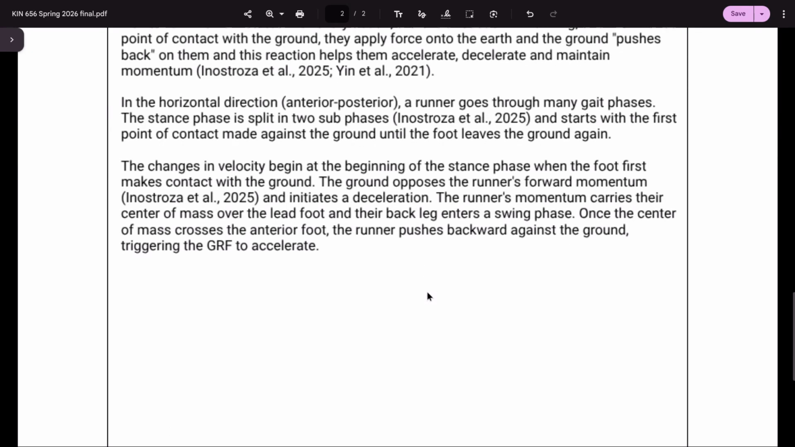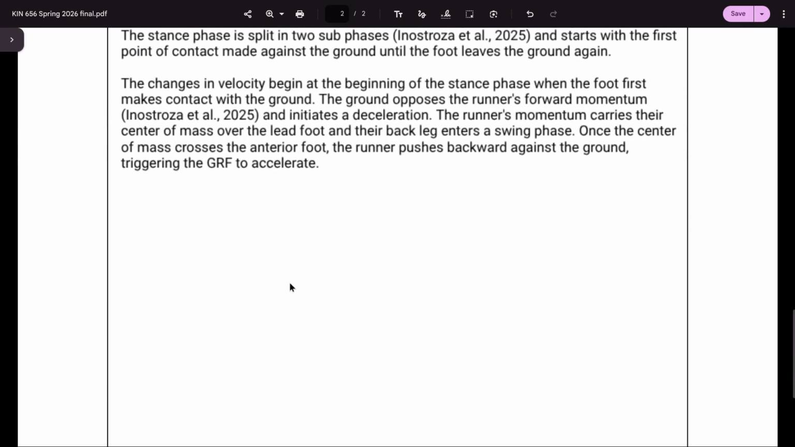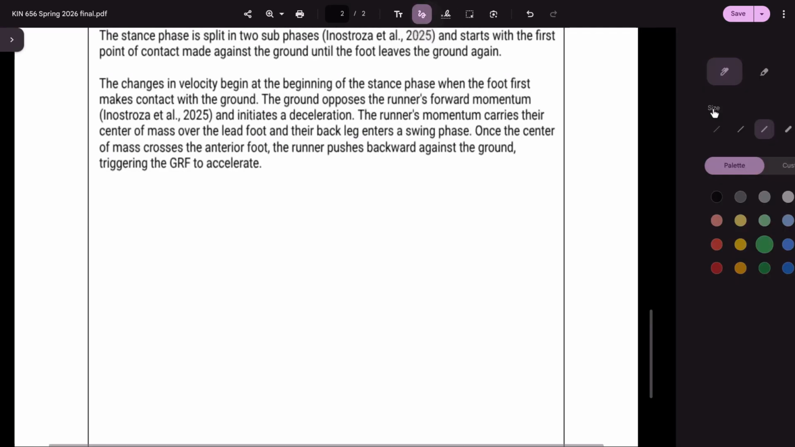And in the horizontal direction, which is the anterior posterior, a runner will go through several gait phases, but we'll focus more on the stance phase rather than the other two phases. And this is typically split into two subphases, and it starts with the first point of contact made against the ground until the foot leaves the ground again. So this is basically when your runner, I'm gonna go ahead and draw this out for you guys.